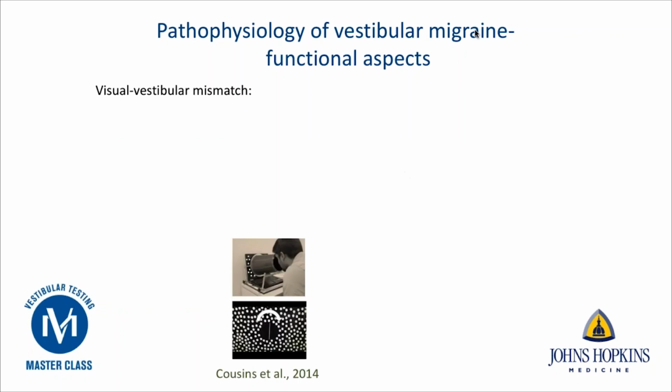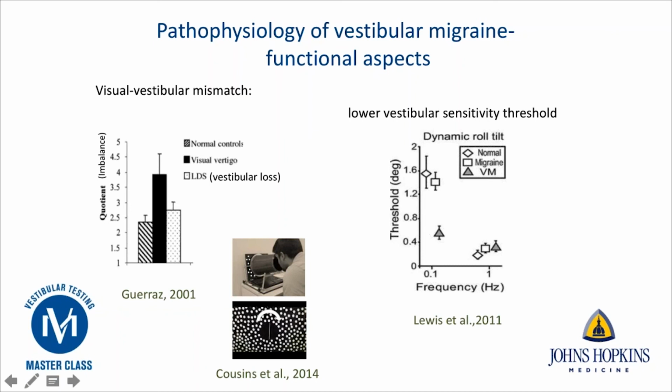One way to look for it is the rod and frame tilt test. It's a simple test that can be done on a computer screen. The patient is looking at a line and has to adjust it to upright position while there is a rotating visual background. And usually people with migraine are more affected by this type of stimulation than healthy controls. They're also more affected posturally.